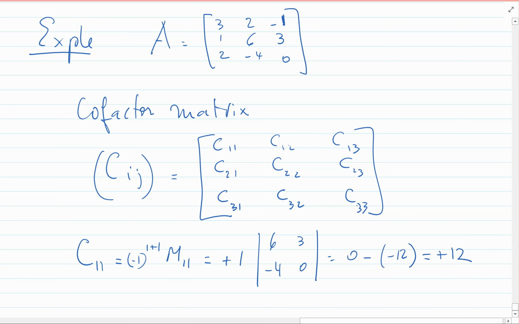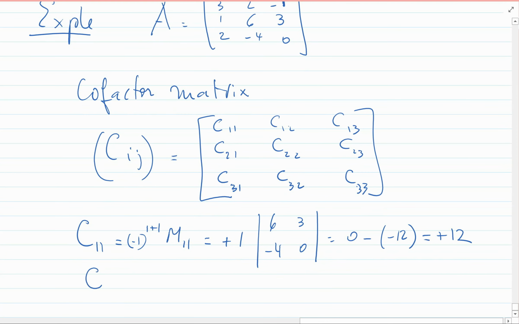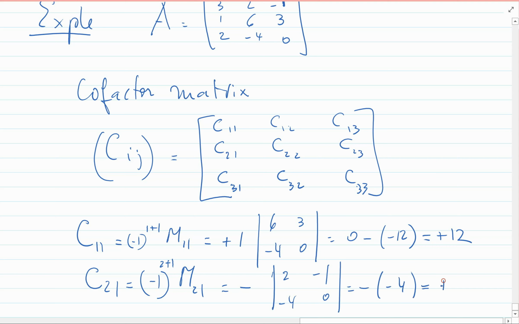Okay, so let me just do one more. C21. So it's going to be minus 1 to the power 2 plus 1, M21, equal to minus 1, and we remove the second row and the first column, so it's 2, minus 1, minus 4, and 0. And this gives me 2 times 0, 0, minus 4 times minus 1, plus 4, so it's going to be minus 4.